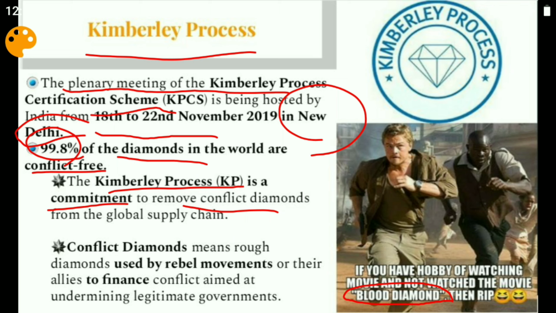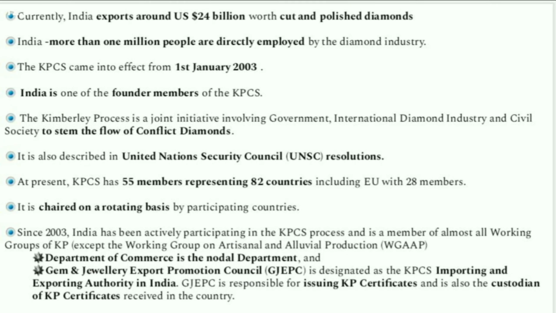Conflict diamonds means rough diamonds used by rebel movements or their allies to finance conflict aimed at undermining legitimate governments. So this is important, and let's discuss it in detail. Currently, India exports around $24 billion worth of cut and polished diamonds. And remember, Gujarat is a state where this diamond trade is much more prevalent. In India, more than 1 million people, that is 10 lakh people, are directly employed by the diamond industry.